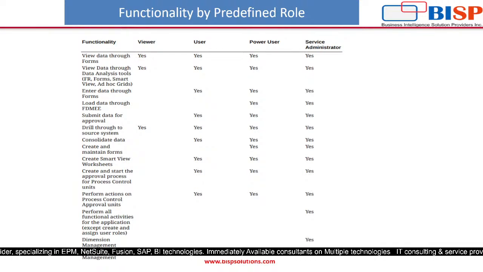Similarly, the power user has the same rights. The service administrator can perform all these, except creating and assigning user roles, which can be performed by the main administrator, who has defined these roles to these four individuals in the organization.